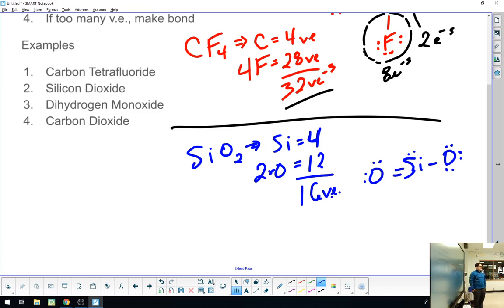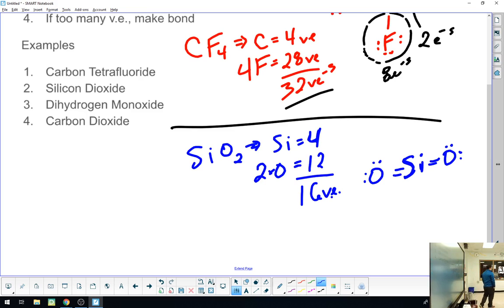How many do I have now? 18. So I got 2, 4, 6, 8, 10, 12, 14, 16, 18. We have 18 electrons drawn on our picture. We want 16, which means I'm going to take some away from silicon. We're going to add in another double bond.